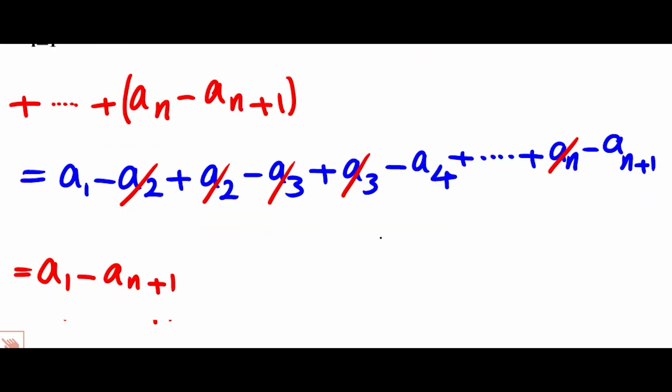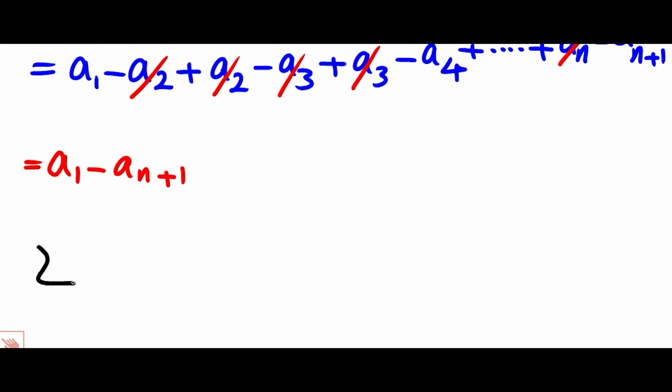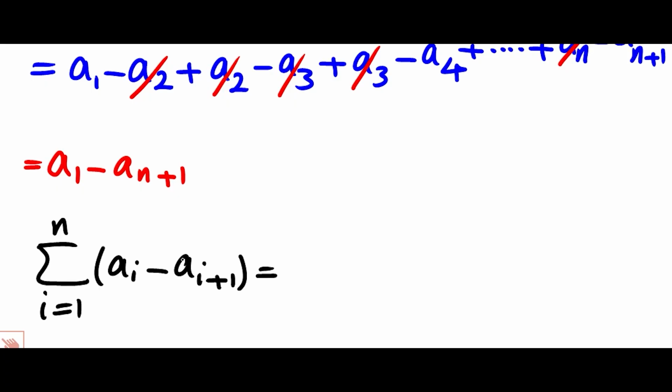So we have the sum of a_i minus a_(i+1) from i equals 1 to n equals a1, when i equals 1, minus, when i equals n, we have a_(n+1). This is called the telescoping sum because the sum collapses just like a telescope.